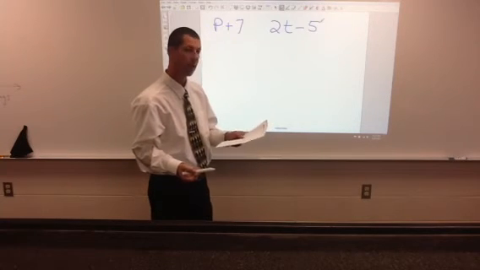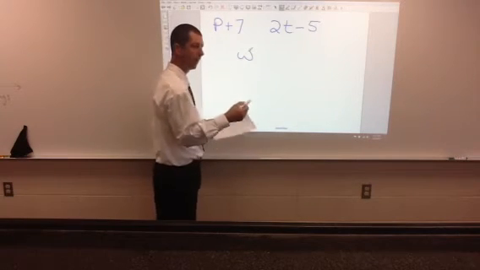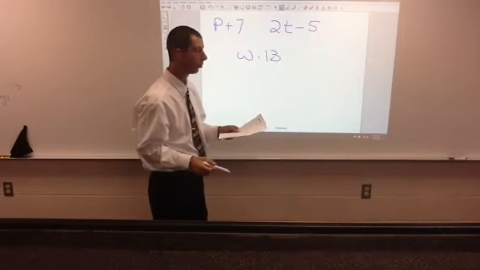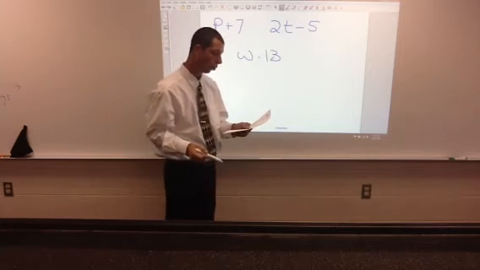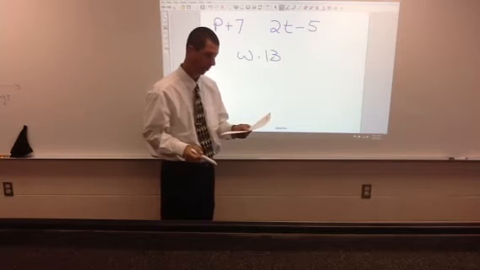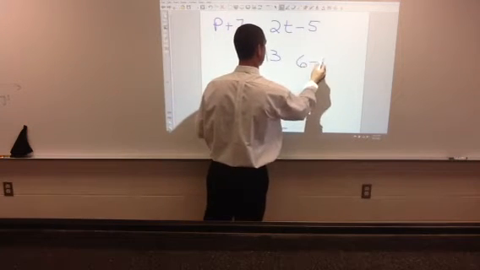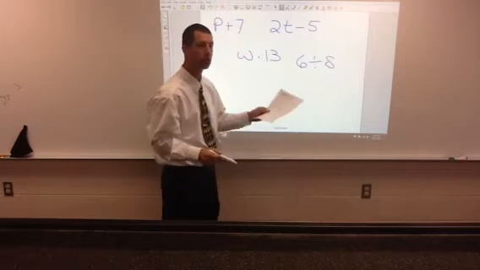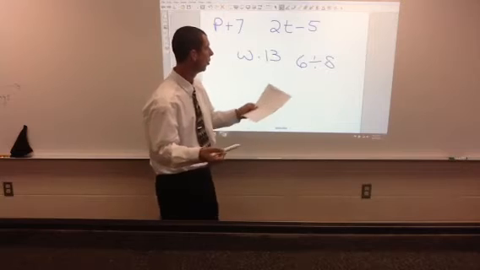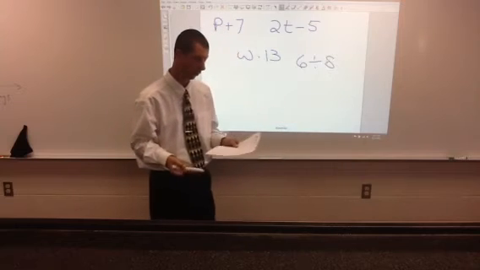Number 11 is W times 13. Well, W is our variable, and we're timesing by 13. Just multiply by 13. Number 12 is the quotient of 6 and S. The order matters here. On this one, it's going to be 6 divided by S. The challenging part is getting that order correct. It's the quotient of 6 and S, so they give us the 6 first. So 6 divided by S is what they're looking for there.